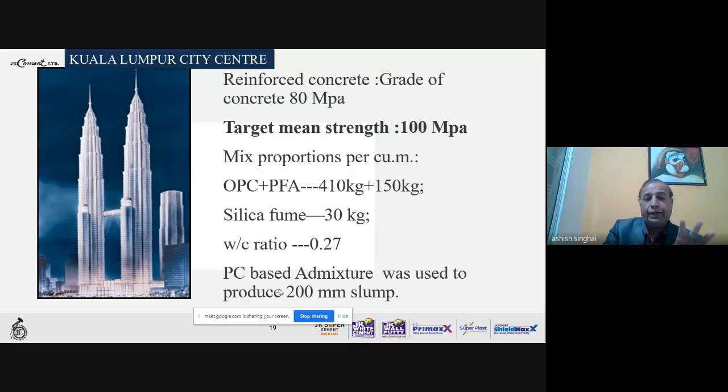People generally confuse that, sir, if we go for blended cements, possibly we will not achieve the higher strengths. But it is not true. We have got structures like the Petronas Tower in Kuala Lumpur, which was at one point in time the tallest tower in the world. They have used blended cements and still could produce a concrete of 100 megapascal plus.